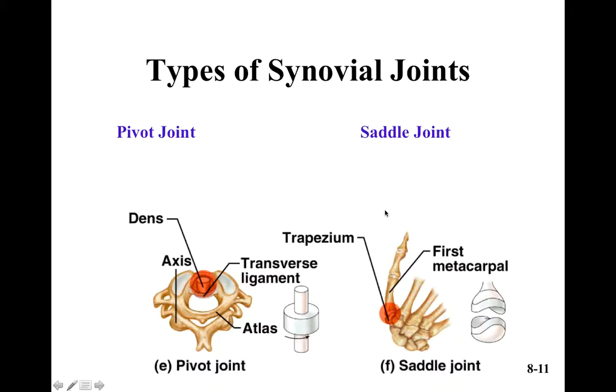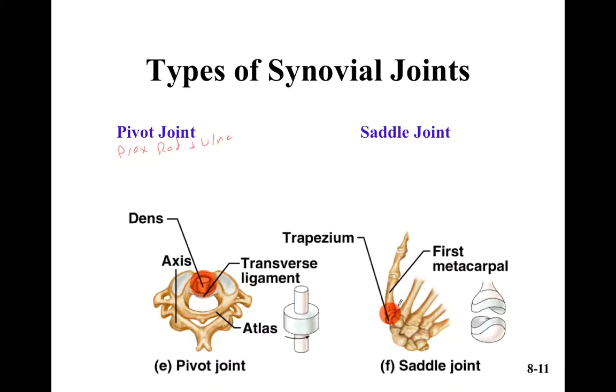Pivot joint, where one bone rotates around another. So we have pivot joints here between the axis and the atlas. So this is how your head swivels left and right. We have another one at the proximal ends of the radius and ulna. And that's where, remember, the head of the radius fits into the radial notch of the ulna.